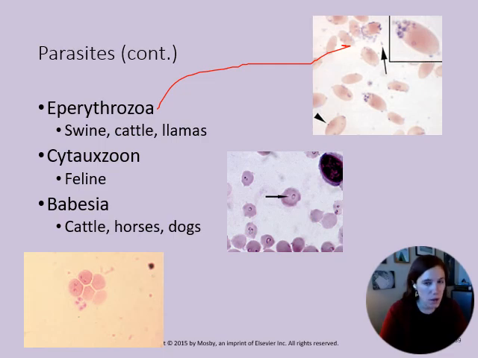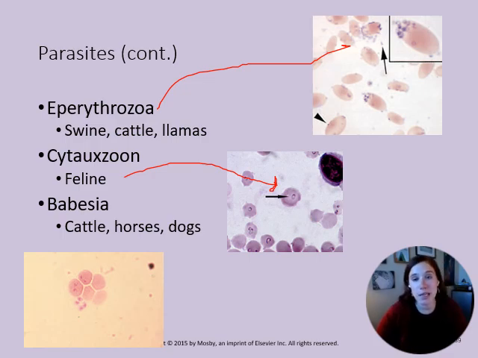I'm pretty sure you've talked about it before, Cytauxzoon felis. This is where we're going to have that bejeweled effect in our red blood cell. They're going to be shiny, kind of jewel-like. Your book says that it is a rare cause of hemolytic anemia in cats. It's becoming a little more common that we can see. Unfortunately, if we see this, it means that patient has a more guarded prognosis.